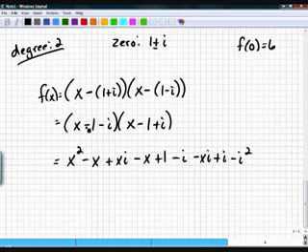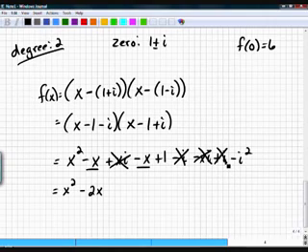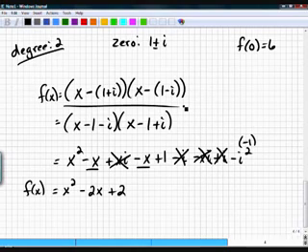Multiply x times everything, multiply negative 1 times everything, multiply negative i times everything, and you have now x squared. Negative x would be minus 2x. Xi cancels with minus xi. Minus i cancels with plus i. Minus i squared would be plus 1, with the plus 1 would be plus 2. F of x equals x squared minus 2x plus 2. If you do it right, do you see that? If you do it right, all your i stuff's gone.